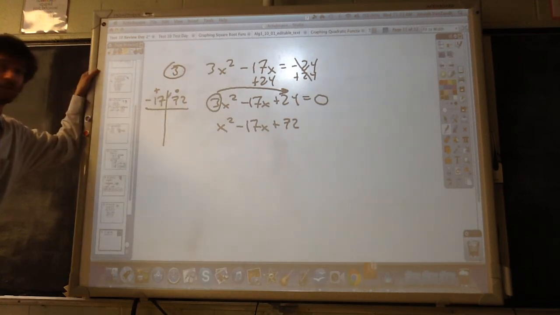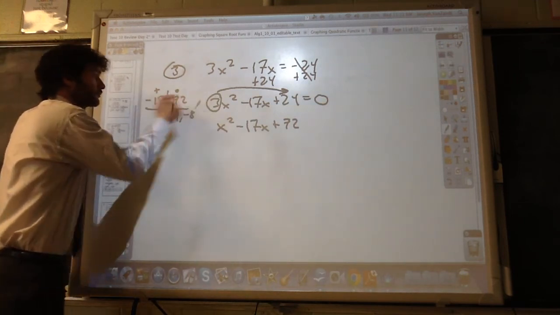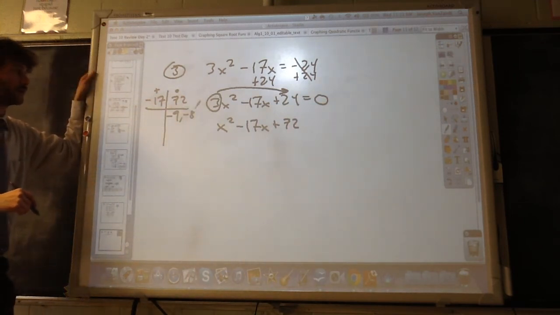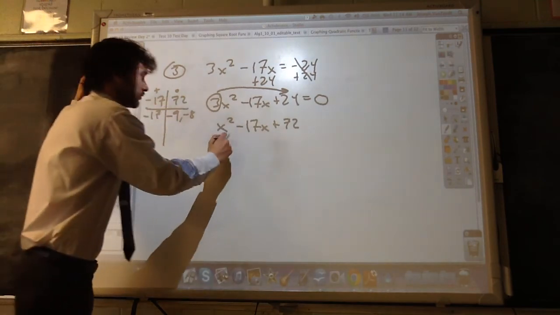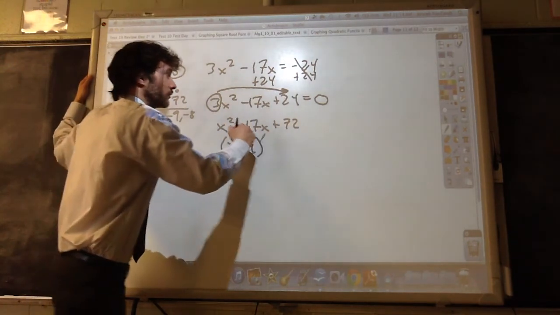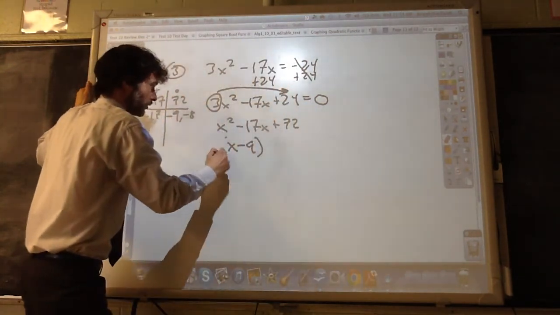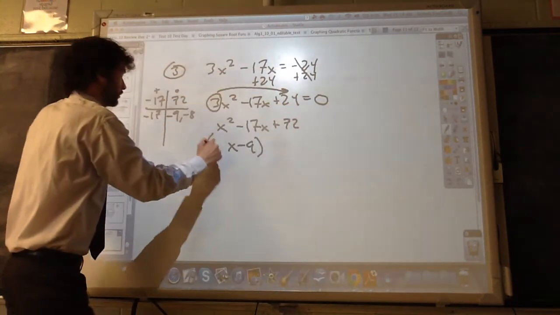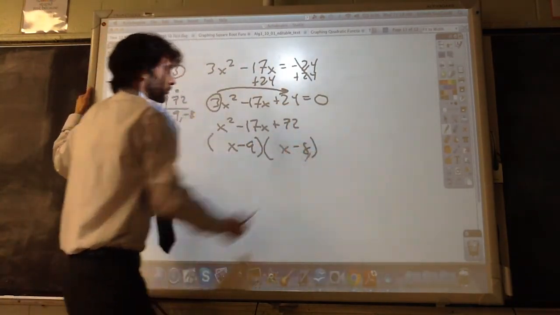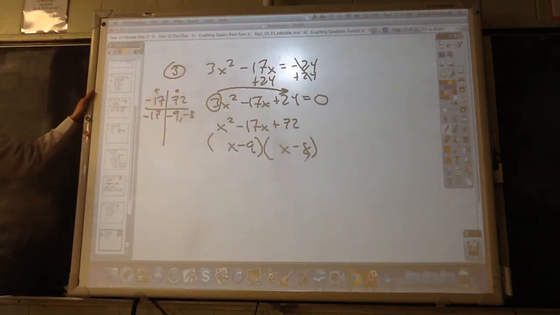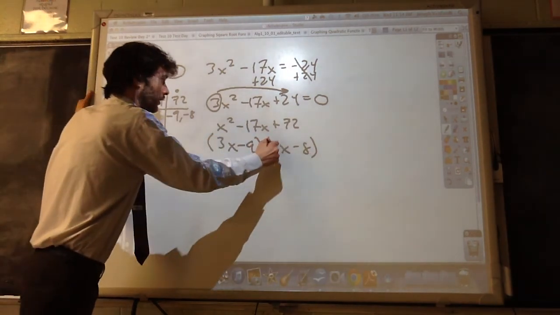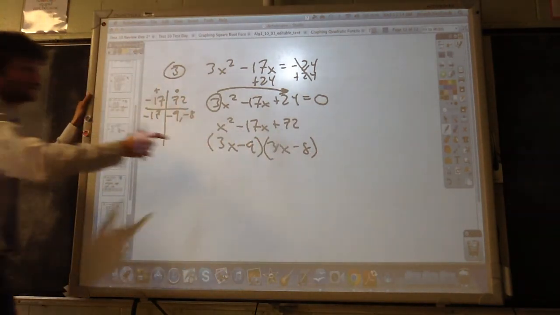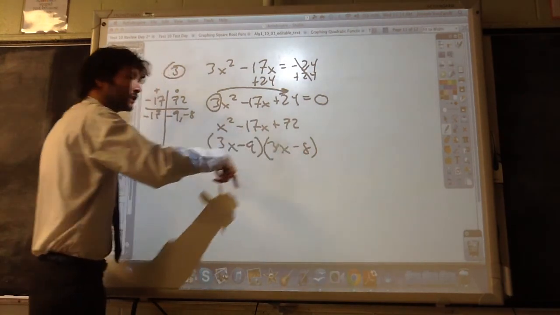Has anybody found the numbers? -9 and -8 is perfect. -9 times -8 would be positive 72, and -9 plus -8 would be -17. Very good, Alec. So this factors to x minus 9 and x minus 8. You see I went back to erase so that I could put space, because I need to do what? Put 3 back. And then I have to check to see if there's any number that goes into 3 and 9 or 3 and 8, and simplify if I can.